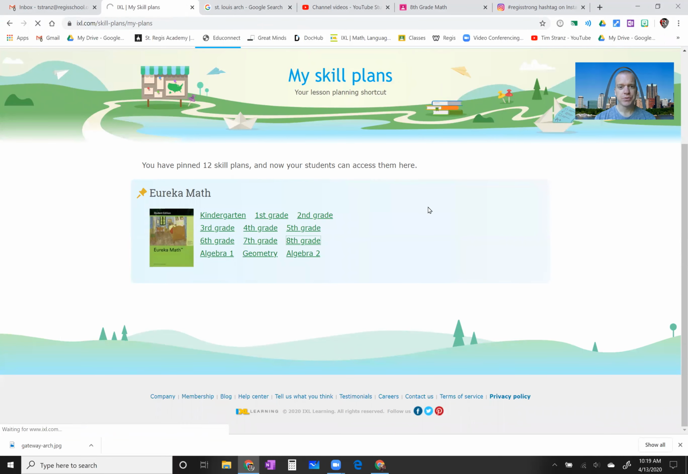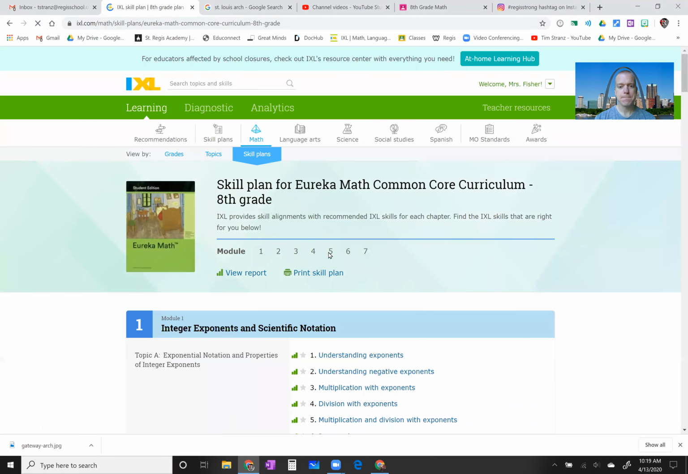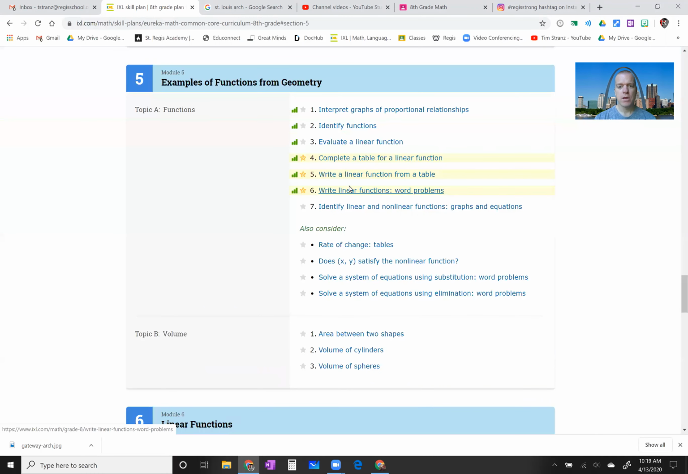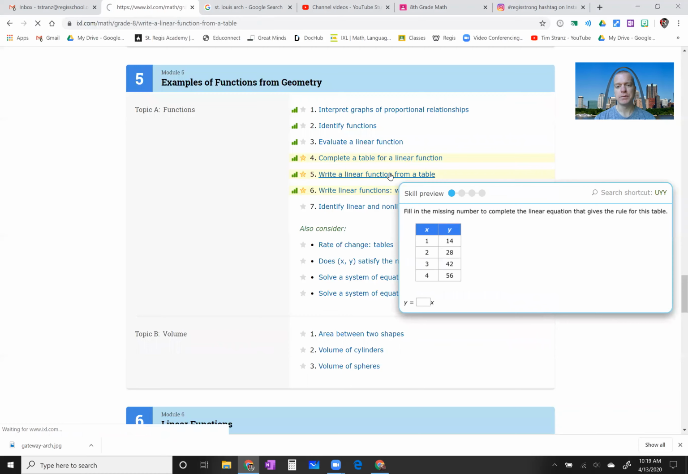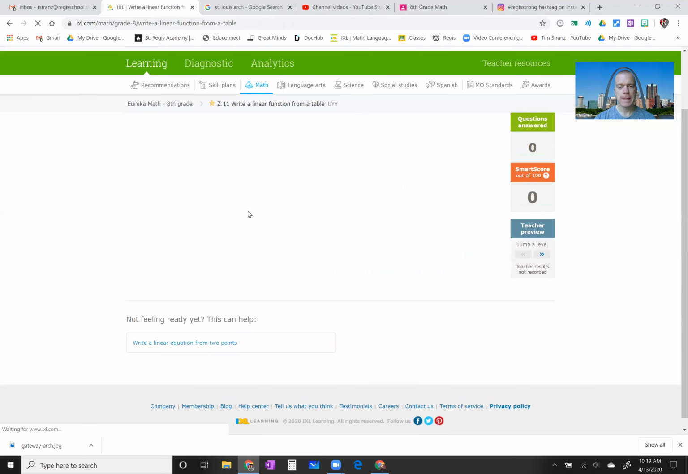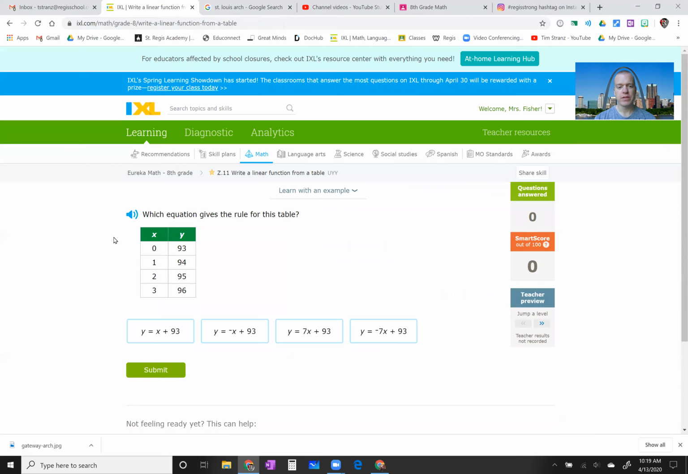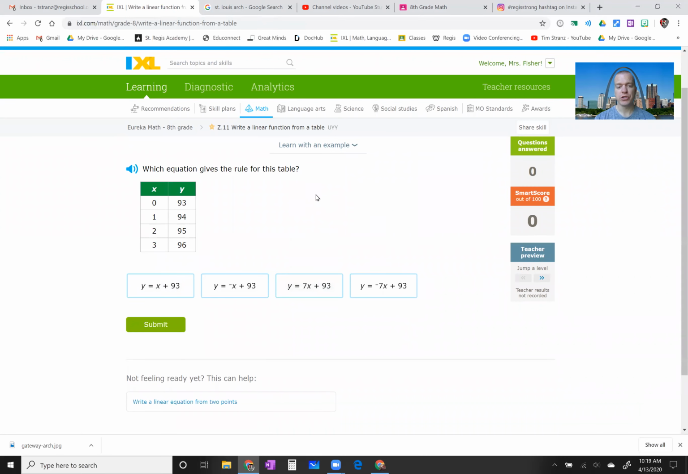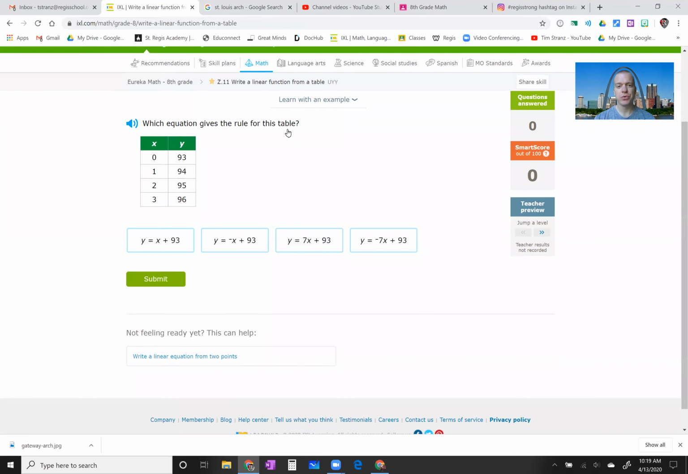8th grade, module 5. Write a linear function from a table. So let's look at this one. Now you're going to pick or write the function based on the table. So which equation gives you the rule for this table? Let's look at this table. Here are your choices.